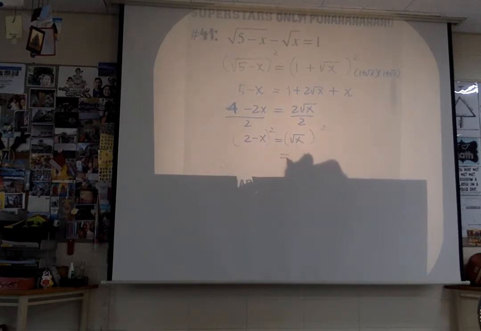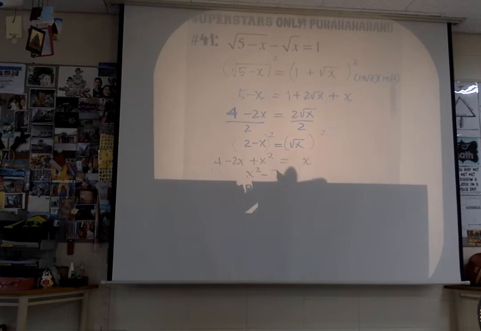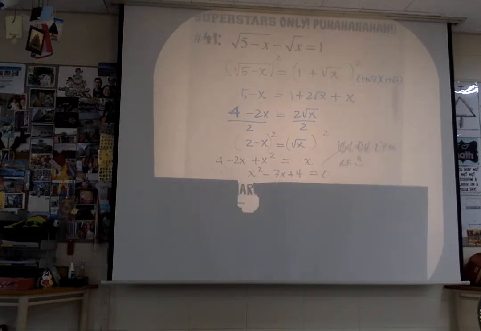That's going to come out of its shell, and this is going to become 4 minus 2x plus x squared. Okay, now we rearrange to get x squared minus 3x plus 4 is equal to 0. Okay, and we're going to actually factor that. 4, 1. Oh, that doesn't work, huh, guys? This doesn't work. Not factorable. So you're going to have to actually use the quadratic formula.